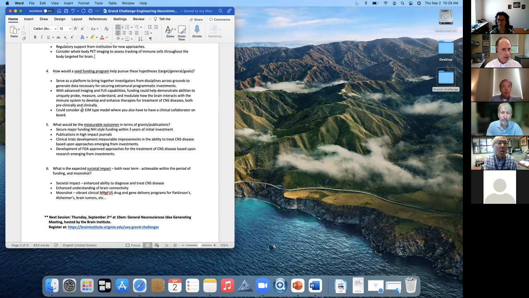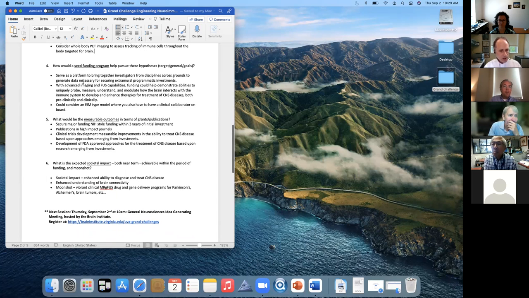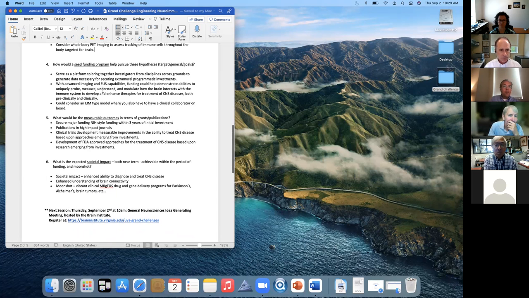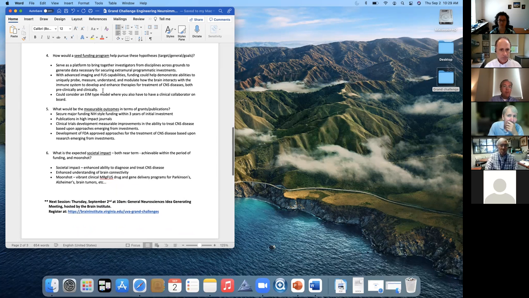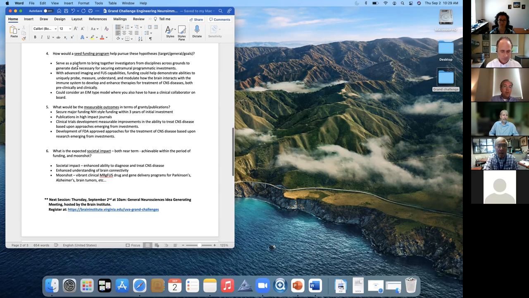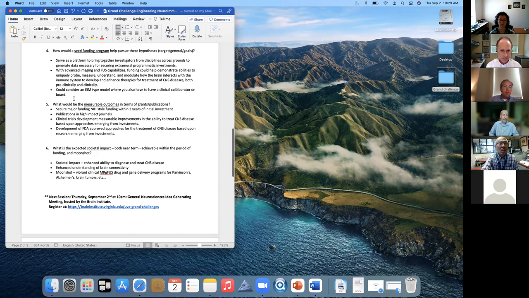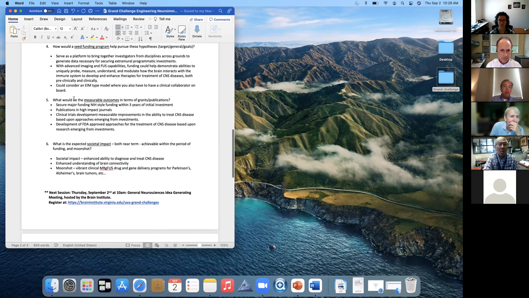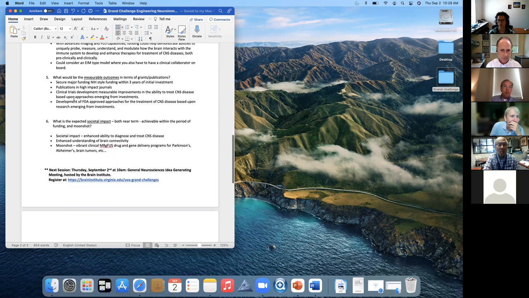I think the natural responses are, it's going to serve to bring together investigators across disciplines to be able to generate the data needed for extramural investments, and could help demonstrate the abilities of any systems. This third is similar to the first, but engineering and medicine is a great model, a seed funding model, and certainly something similar to that could be employed here.